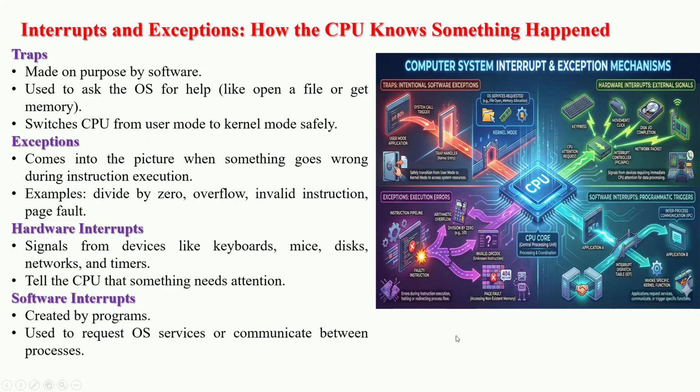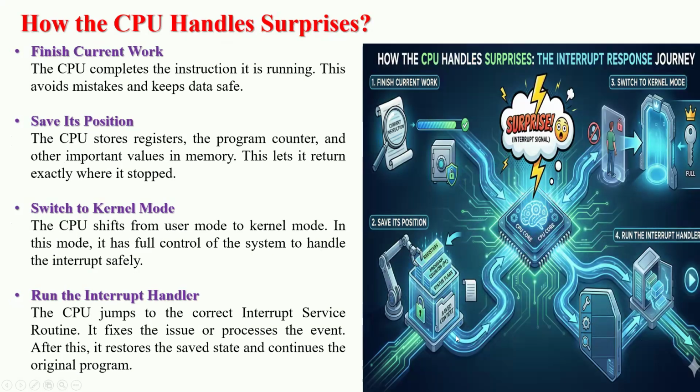Now how will the CPU handle these surprises? The CPU behaves like a very disciplined government officer. First, it finishes the current instruction, just like a clerk finishing signing one file before picking the next one. Second, it saves its position. All important details like registers and program counter are stored safely. And this is like keeping a bookmark in a book.